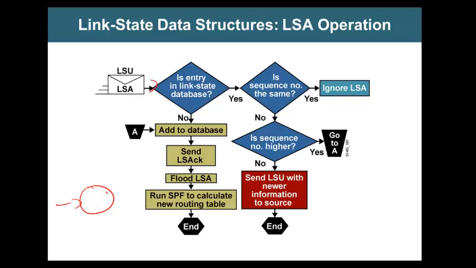Afterwards, it floods the information to the rest of the downstream neighbors and runs the SPF algorithm on the local database. Best path is elected and given to the routing table. The end. So this is only if the database is empty, only if the router receives the update for the first time.